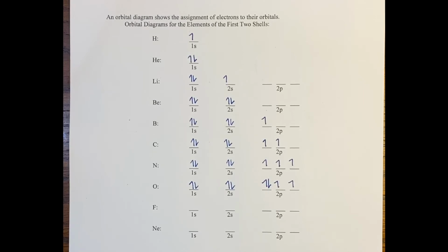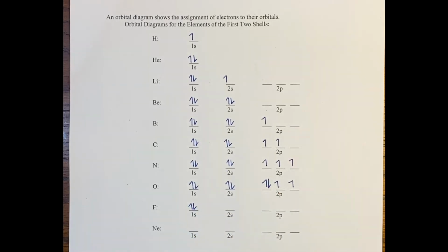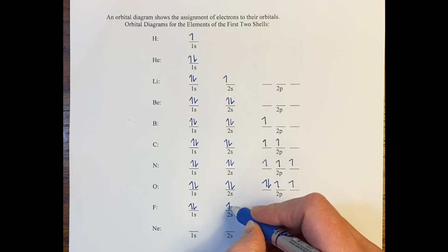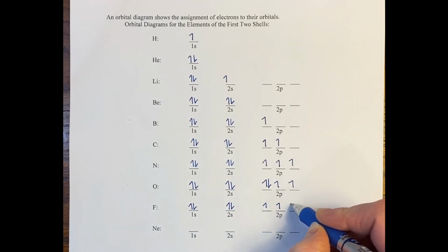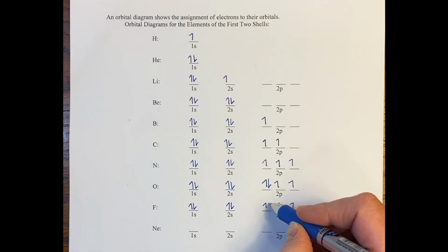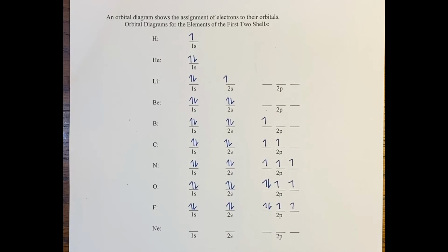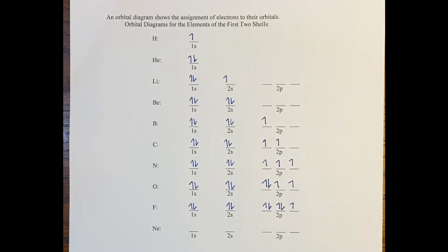For fluorine, I need to place 9 electrons. So I will place electrons 1 and 2 into the 1s orbital, electrons 3 and 4 into the 2s, and electrons 5, 6, and 7 across that 2p subshell. Electron number 8 was the first electron I paired up in the 2p subshell, and electron number 9 is my new electron for fluorine. For neon, I need to place 10 electrons.